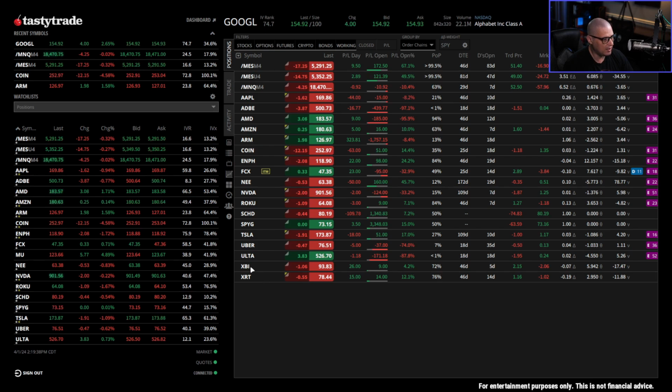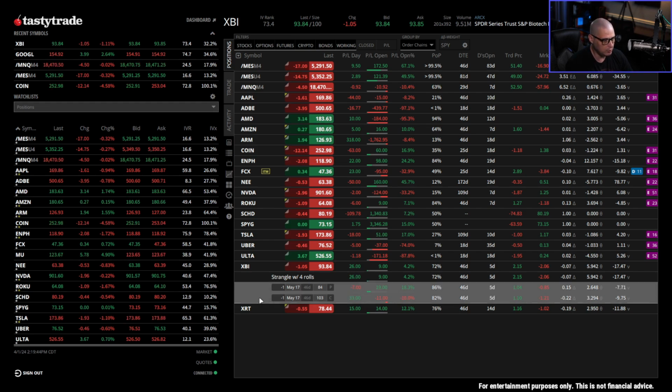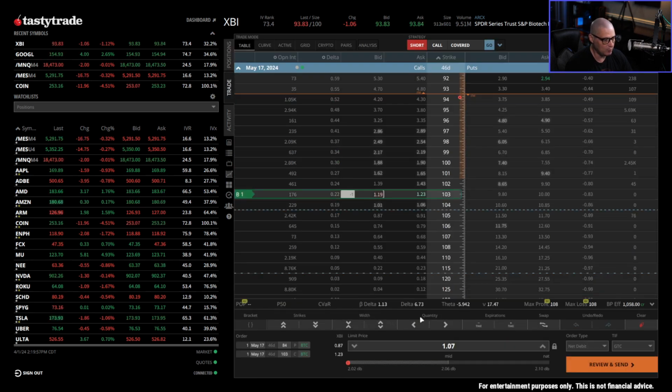For example, right now I have the strangle right here in XBI. So that is a combination of a short call and a short put sold at the same time and the same expiration, at different strikes. And what I could do is I could right click here in TASTYTRADE and I can do close profit percentage, and it defaults to 50%, but that's fine. That's typically what I default to, is I take profits at 50%.